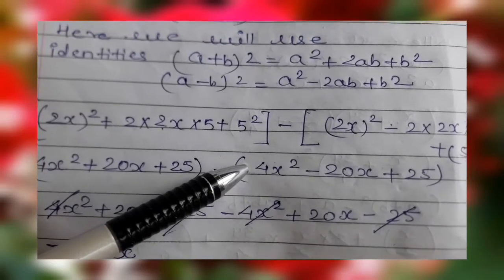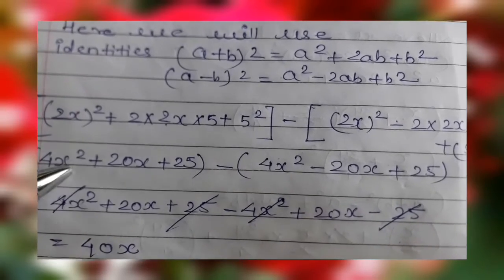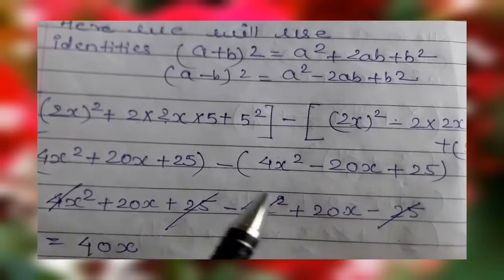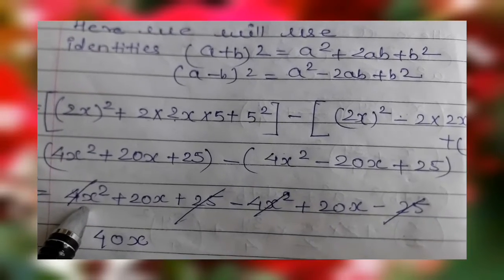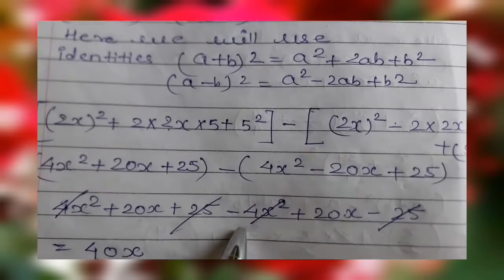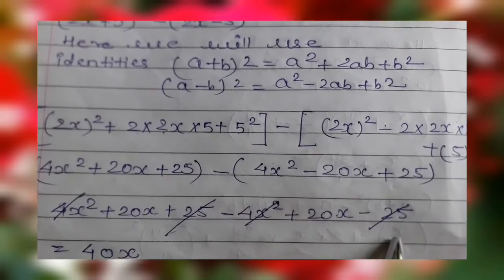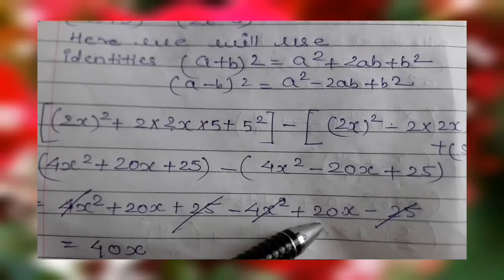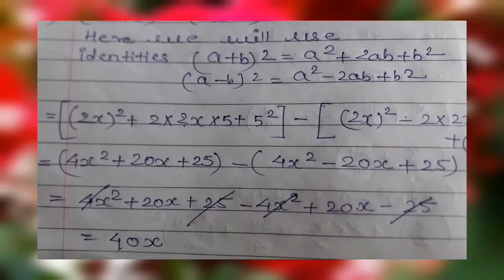So here no sign is mentioned, it means there is a plus sign. So minus plus will become minus. This number we have written as it is. Okay, no changes here. Then again minus minus plus, and minus plus minus. Okay, now you can see this is 4x² with a plus sign, and here 4x² with a negative sign, so this will get cancelled. Okay, and this 25 is plus 25 and this is minus 25, so this will also get cancelled. So now our answer is 20x plus 20x, so this will become 40x. Okay, so this was part 2 of question number 4.